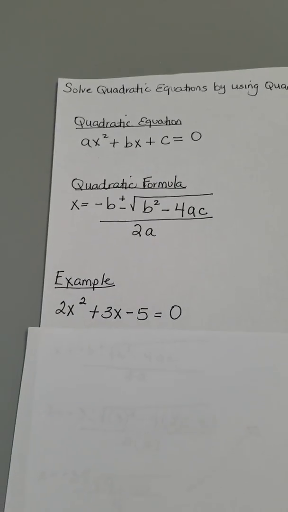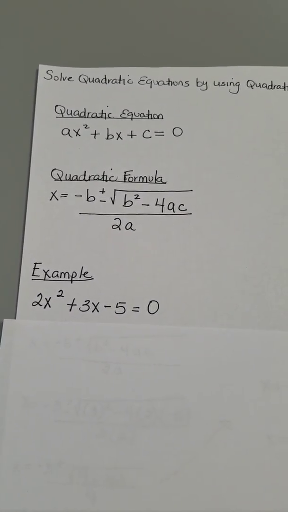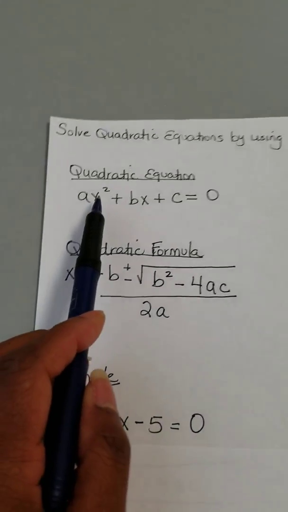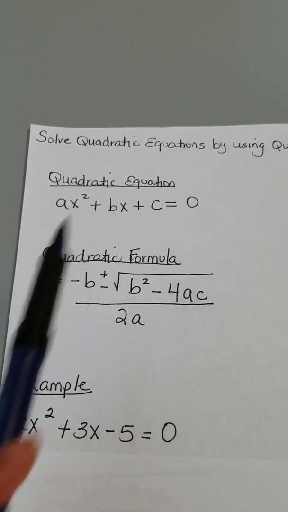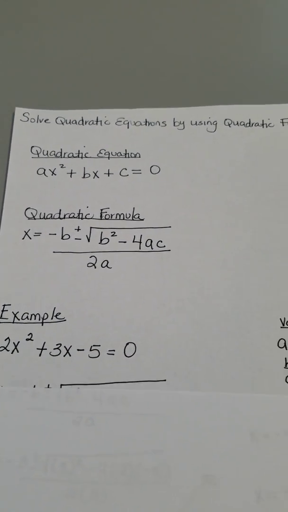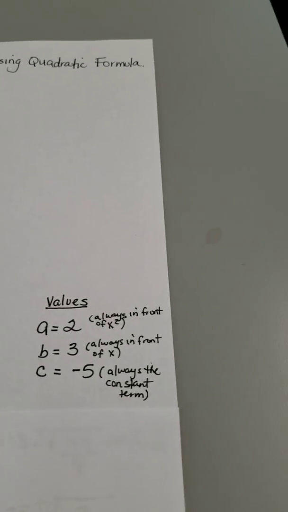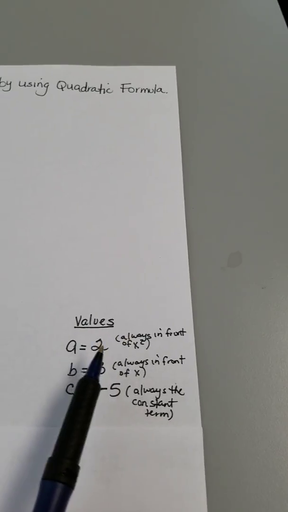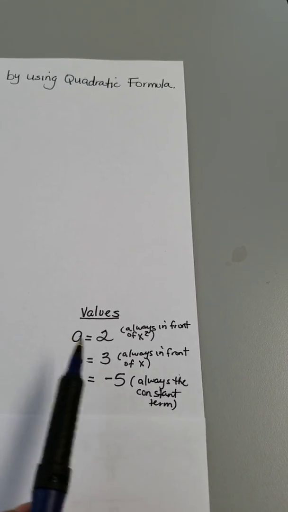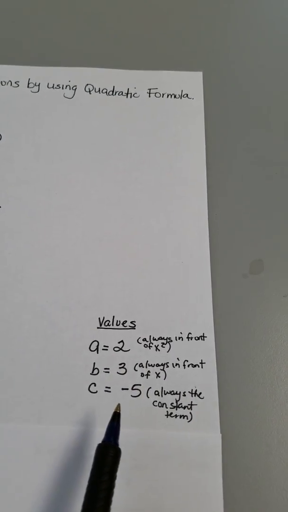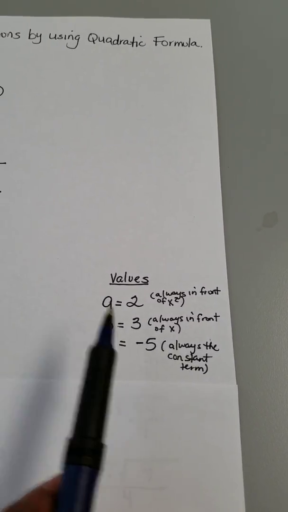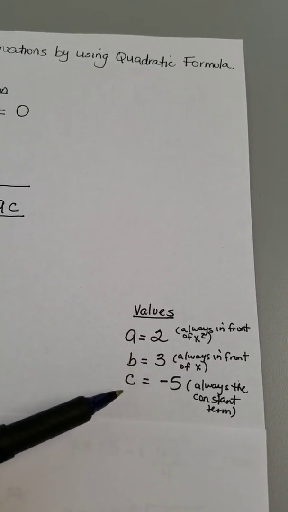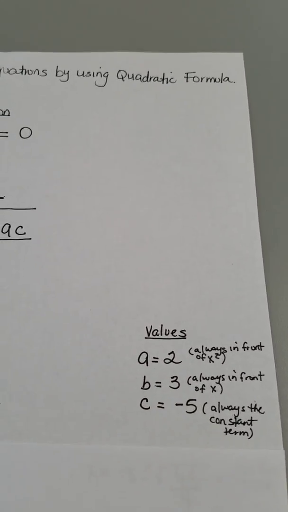My example is 2x squared plus 3x minus 5 equals 0. And we have to try to get, as I said earlier, the a, the b, and the c. So the values that I am going to use are, for a, 2, and it's always in front of x squared. B is always in front of the x, and c is always the constant term. So for the values of a, b, and c, I'm going to use a equals 2, b equals 3, and c equals negative 5. Okay?